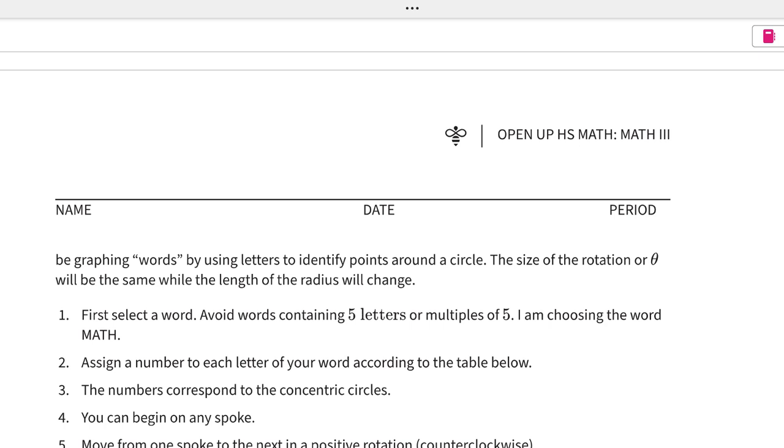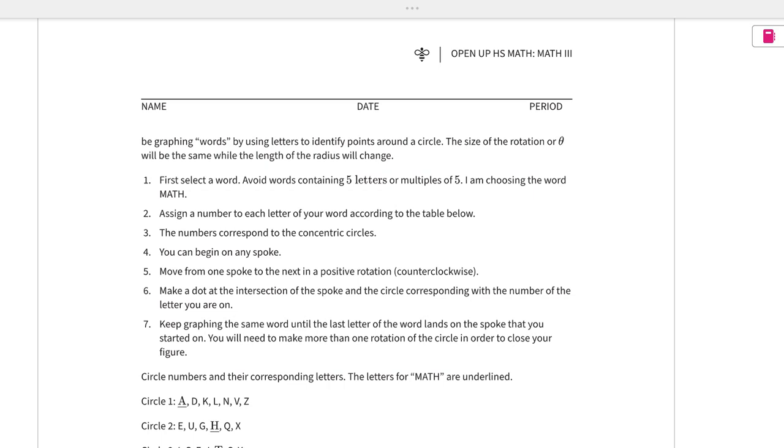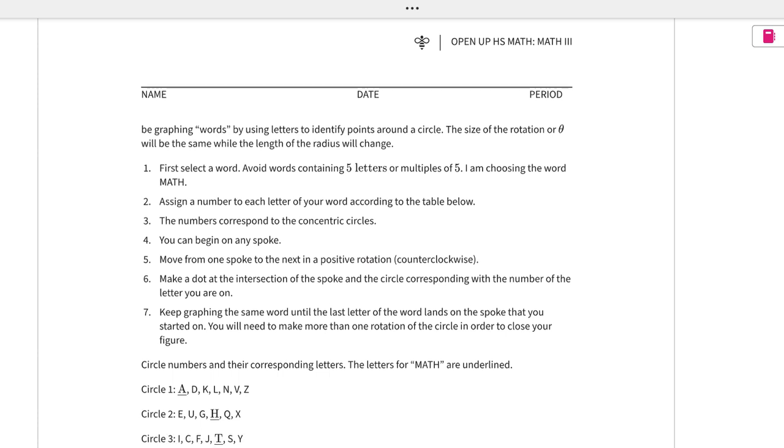The size of the rotation, or theta, will be the same, while the length of the radius will change. Okay, so we have a lot more directions or steps here. So it says 1, first select a word, avoid words containing 5 letters or multiples of 5. I'm choosing the word math, so notice that's a 4-letter word. Assign a number to each letter of your word according to the table below.